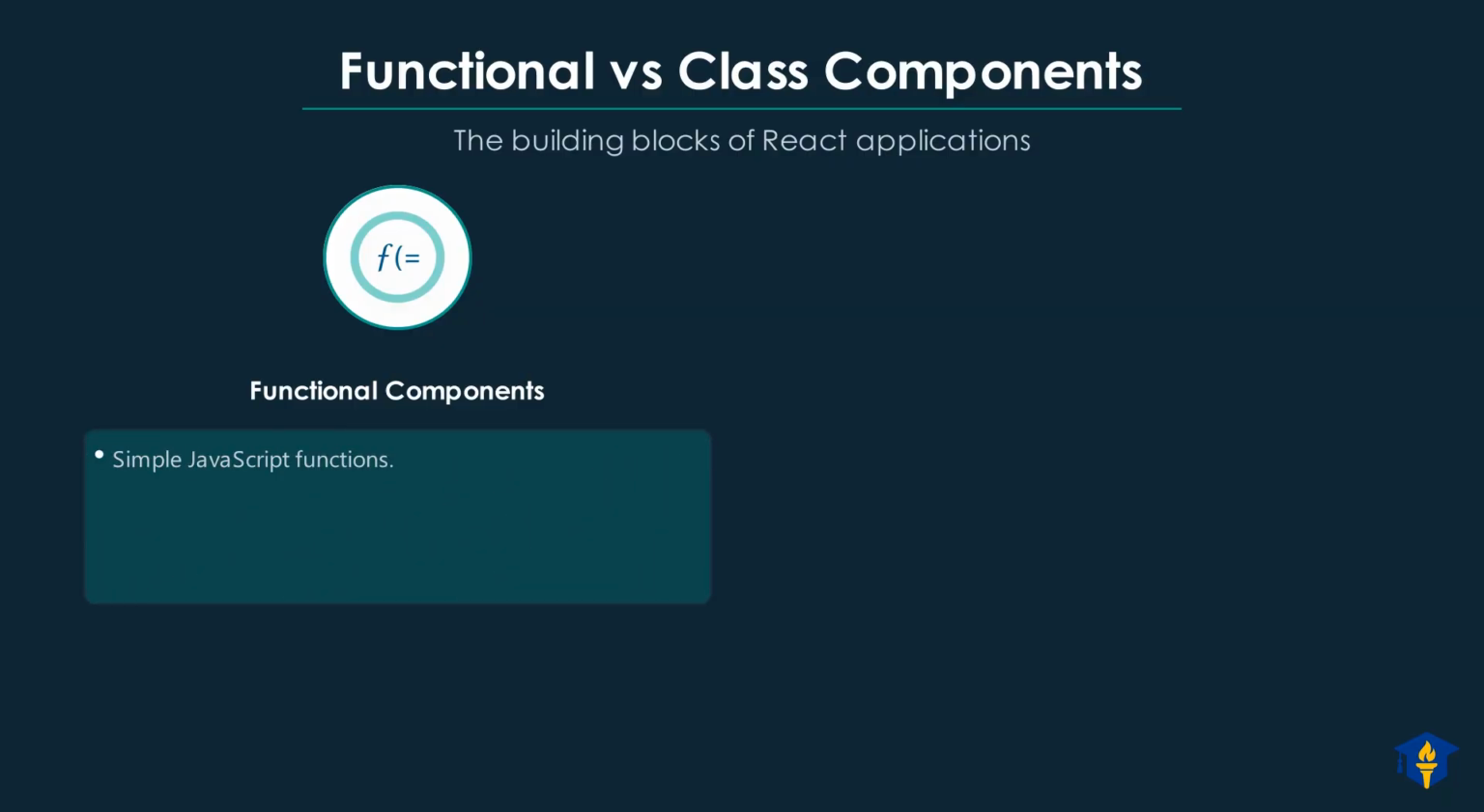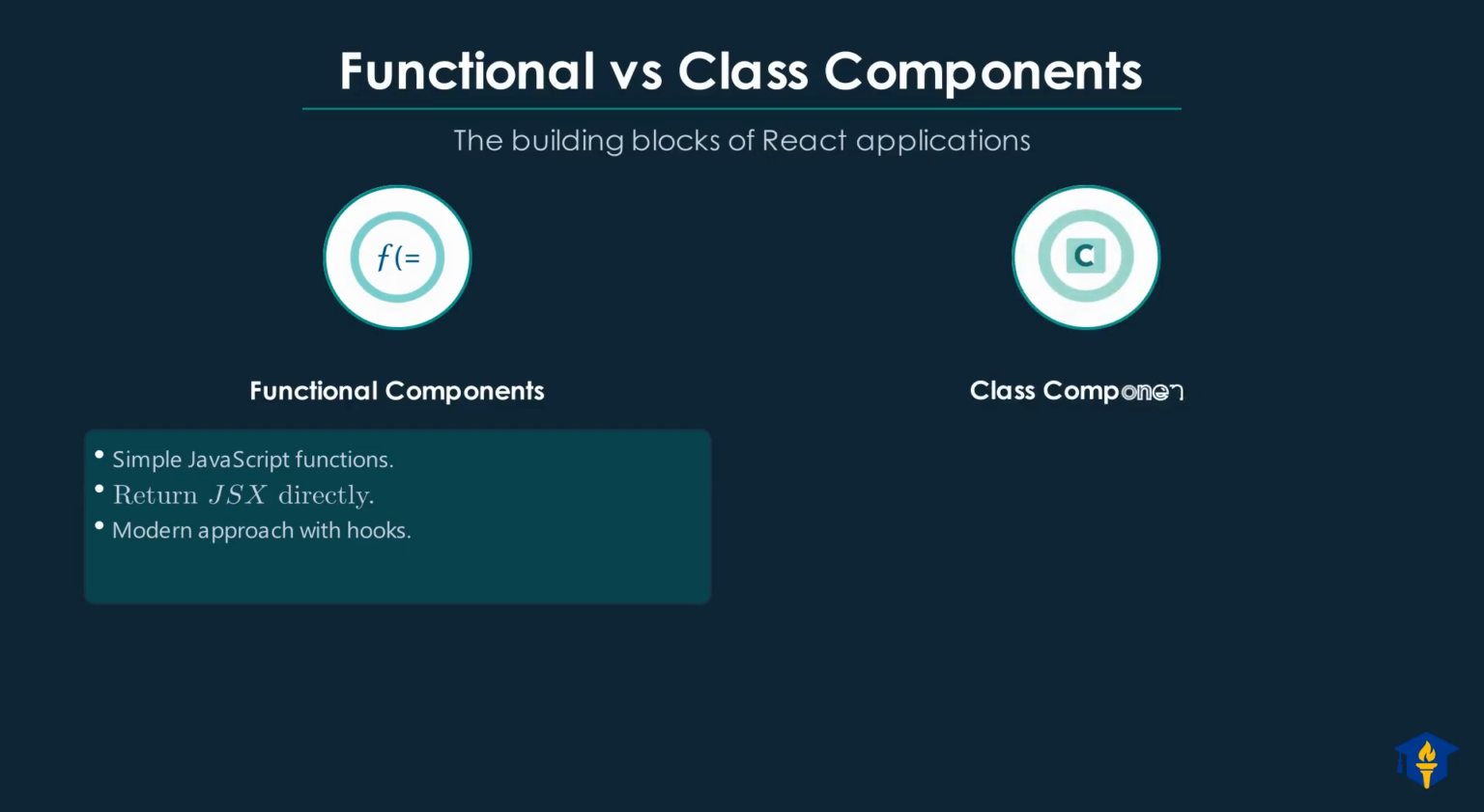Functional components are simply plain JavaScript functions, making them concise and easy to understand. They directly return JSX, defining the user interface structure in a straightforward manner. This is the modern approach, largely preferred now with the introduction of React hooks.